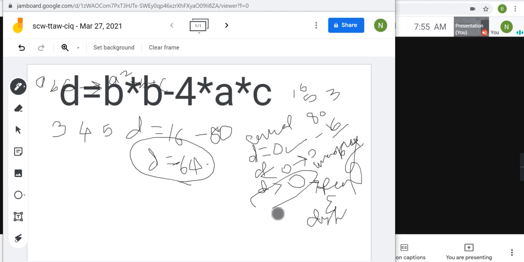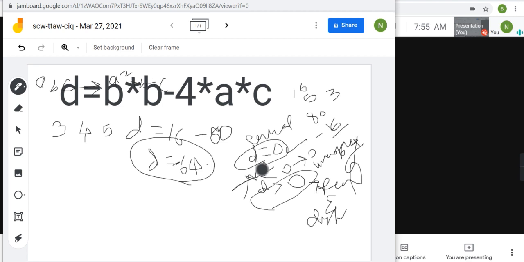And if the D value is equal to 0, we also need to find the roots. If the D value is less than 0, then the roots are automatically imaginary. So there is no need to find the roots, right? In the case D is less than 0, we are not going to find any roots. Okay. Clear about this topic.